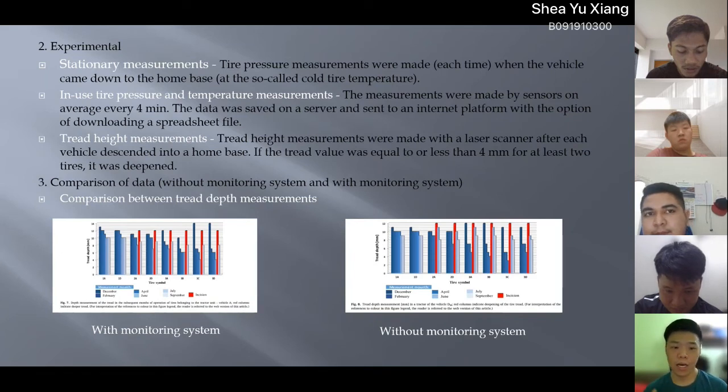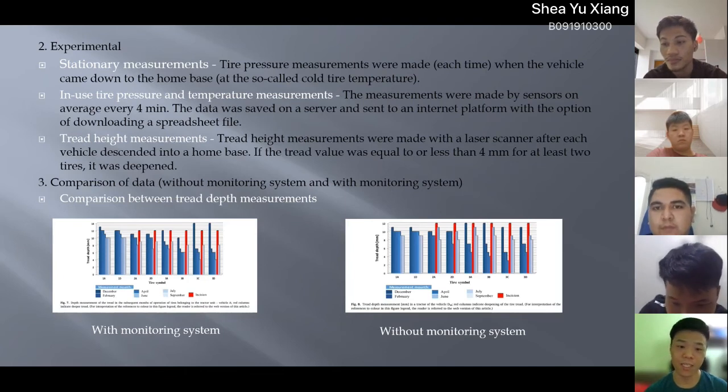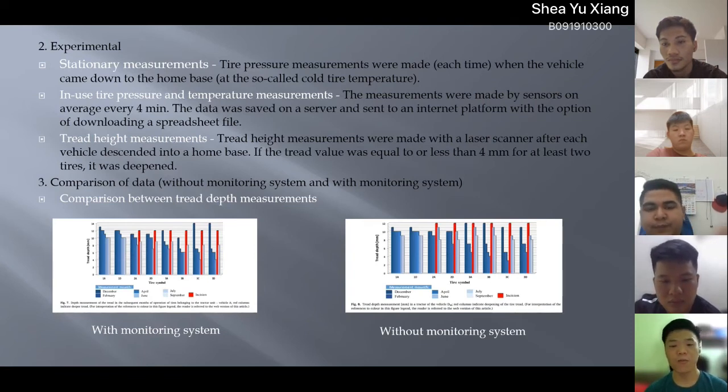For the second is in-use tire pressure and temperature measurements. So the measurements were made by the sensors on average every 4 minutes, and the data was saved on a server and sent to an internet platform with the option of downloading the spreadsheet file. And the last measurement is tread height measurements. So tread height measurements were made with a laser scanner after each vehicle descended to a home base. If the tread value was equal to or less than 4 mm for at least 2 tires, then it means that the tires were deepened.